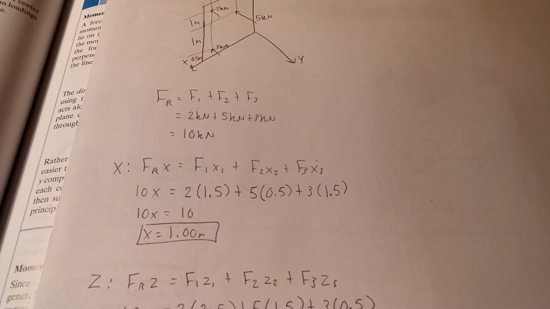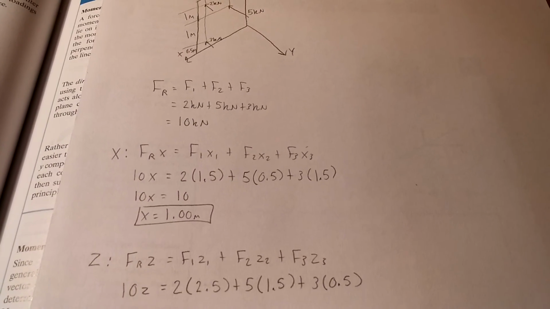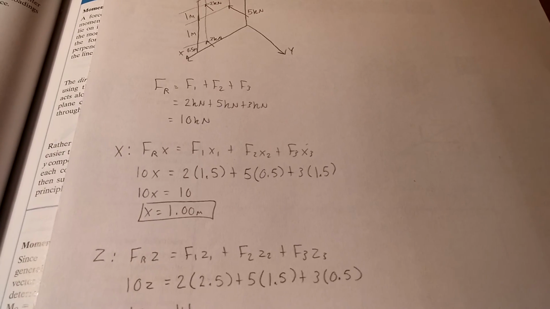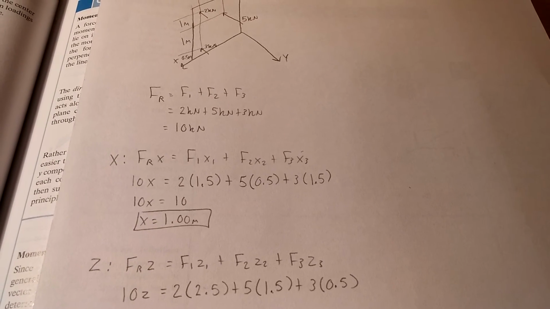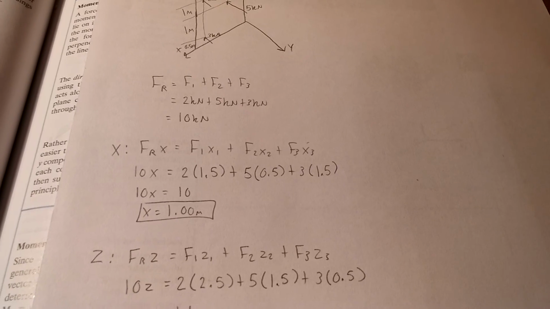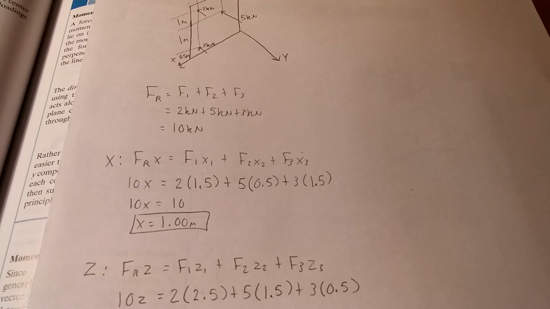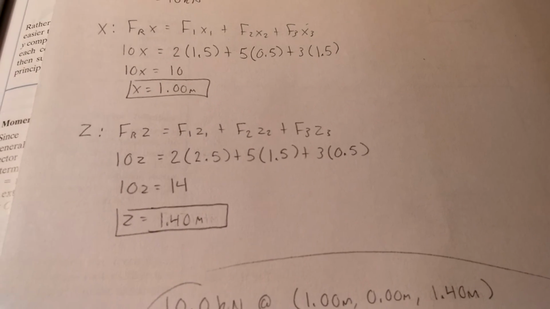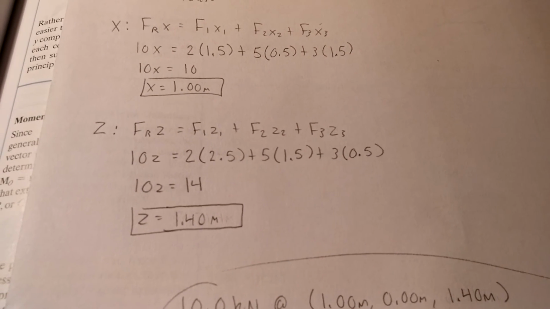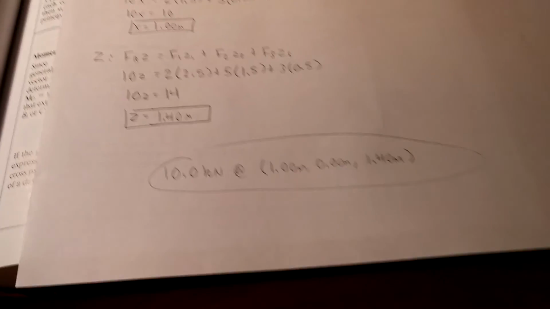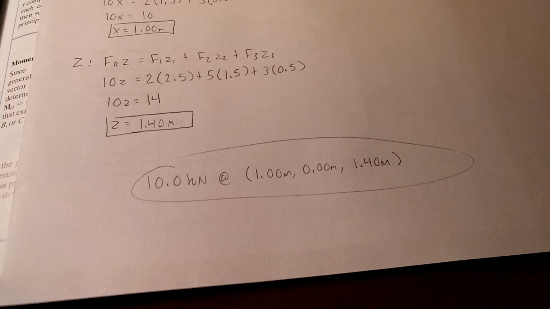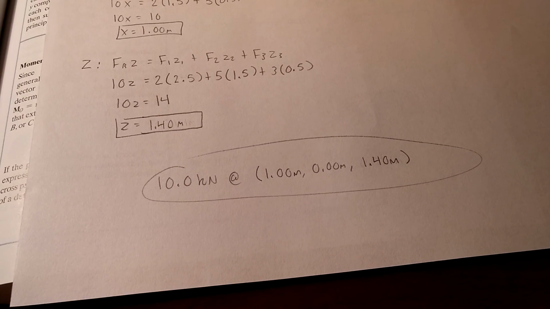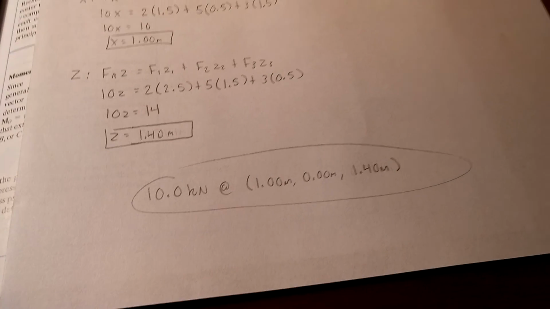So we found x, now we just have to find z. It's the same exact thing. Plug all the values in, you end up with 10z is equal to 2 times 2.5 plus 5 times 1.5 plus 3 times 0.5. Do all the algebra, you get 10z is equal to 14, and your z value is 1.4 meters. So the overall solution is 10 kilonewtons at (1, 1.4) meters. And that's it.